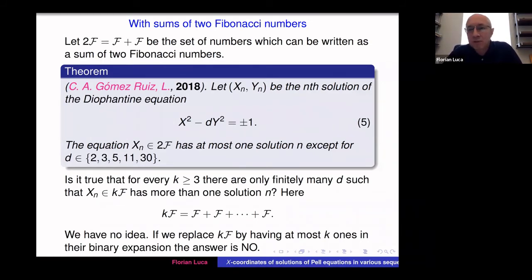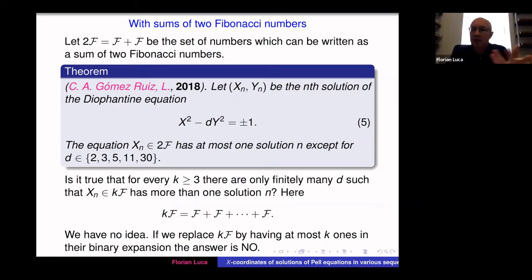Here we don't know. The point is, you can start in the same way, but there are unpleasantries along the way. You have to prove that certain things don't vanish and so on. And if you have too many of those guys, you lose track of them. If we replace k-F by having at most k 1s in their binary expansion, then the answer is no.